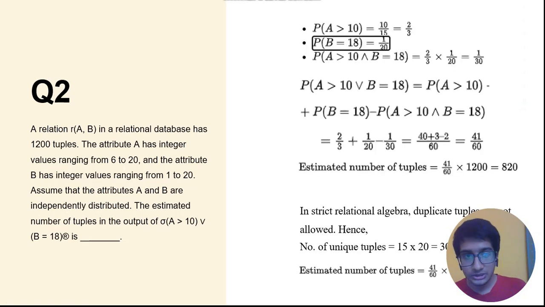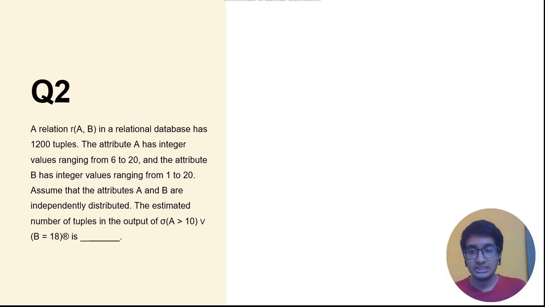My next question is this. The relation R(A, B) in a relational database has 1200 tuples. The attribute A has integer values ranging from 6 to 20, and the attribute B has integer values ranging from 1 to 20. Assume that the attributes A and B are independently distributed. The estimated number of tuples in the output of sigma (A greater than 10 or B equal to 8) R is.